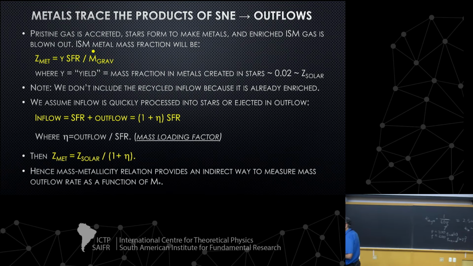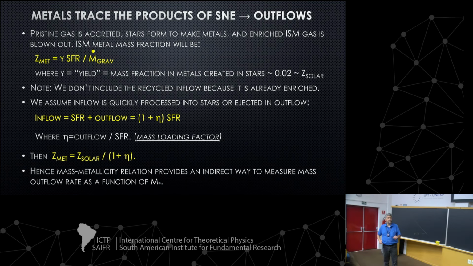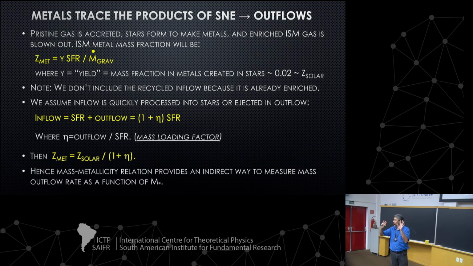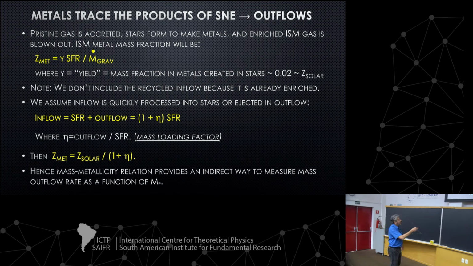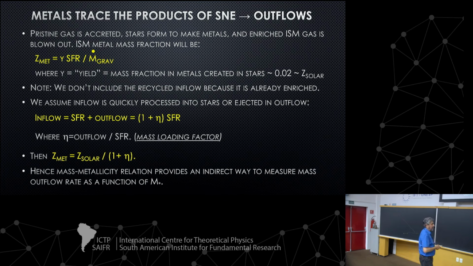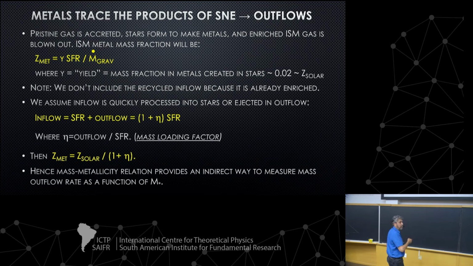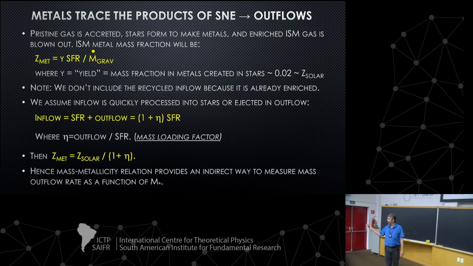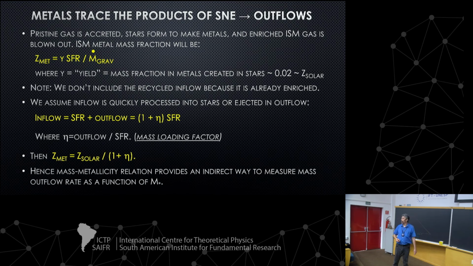So in point of fact, we can also compute the metallicity in this type of simplistic model. The pristine gas is accreted. Let's assume the m dot grav has zero metals. It's not really true, but let's keep it simple. The stars then form to make the metals, and the enriched ISM is then blown out. So what does that mean? Essentially, the metallicity, by which I mean the mass fraction in metals, is going to be the amount of star formation you have times this quantity called the yield, which is the mass fraction of metals created per unit star formation. This is a number that the supernova theorists can tell us. It happens to be right around the solar metallicity of around 2%, give or take a factor of 2.